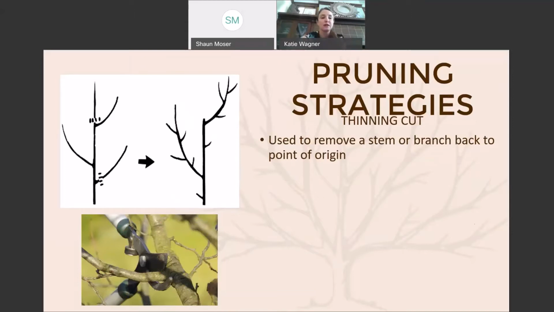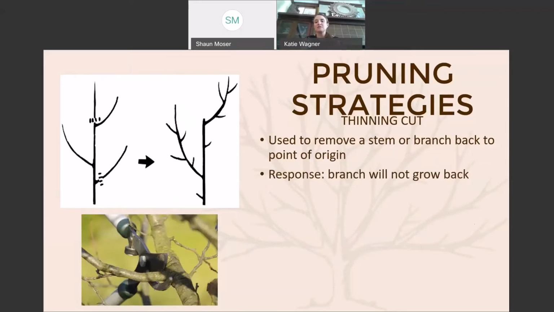I just want to make everybody know that I'm moving that direction, but we have to talk about cuts first, okay? So thinning cut, you're taking it back to its point of origin. The difference between a heading cut and a thinning cut is that with a heading cut, we're taking it back to a bud. We're going to have a lot of buds breaking dormancy just under that heading cut. Here with this thinning cut, we don't see the same thing.